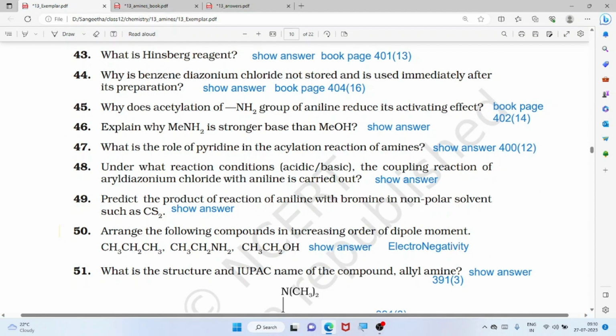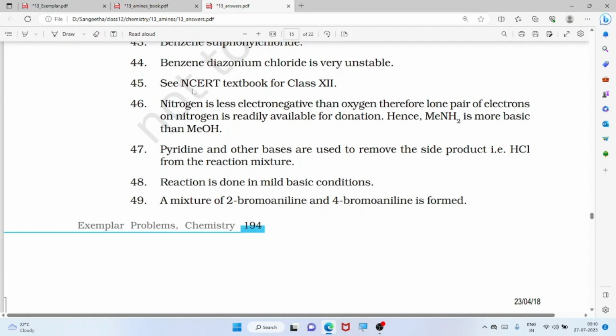Explain why methylamine is a stronger base than methanol. Nitrogen is less electronegative than oxygen. Therefore, the lone pair of electrons on the nitrogen is readily available for donation. Hence, MeNH2 is more basic than MeOH.